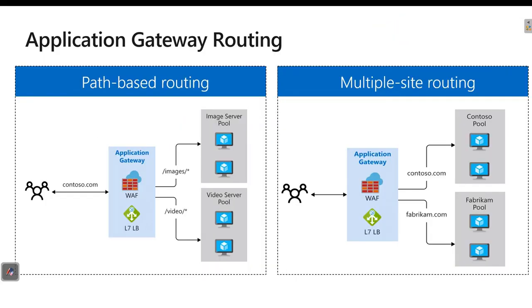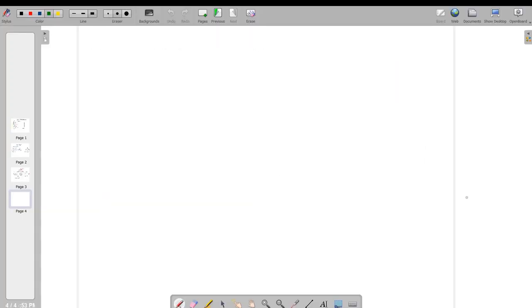There are two different usages for it. You can run two different websites with one application gateway, or you can also do all the image routing to one particular pool of servers, all the video routing to another particular pool of servers. Application gateway is a layer 7 load balancer, wherein the public load balancer is a layer 4 load balancer. Let's go back to the whiteboard to understand a little more about this network traffic management.